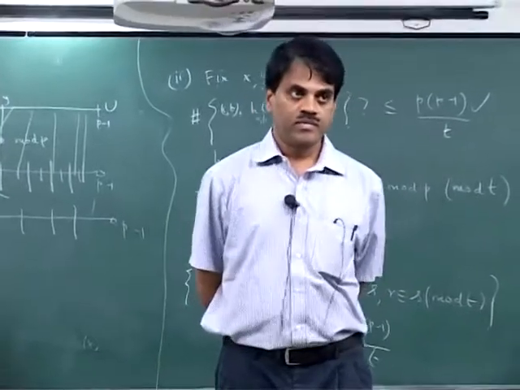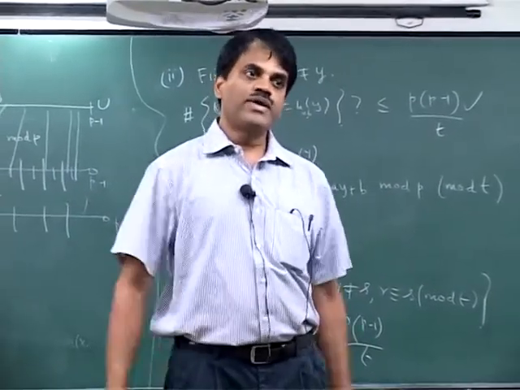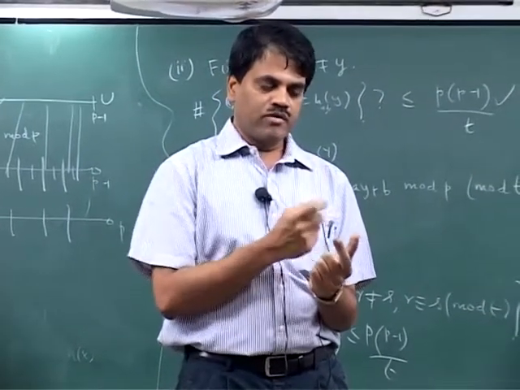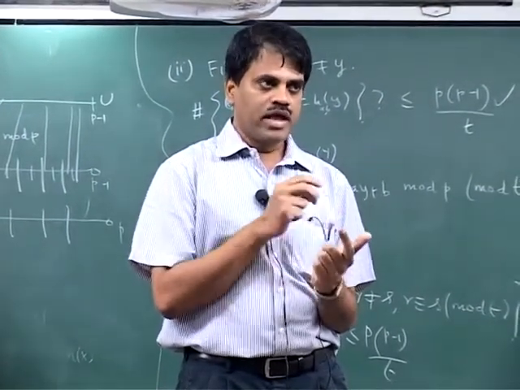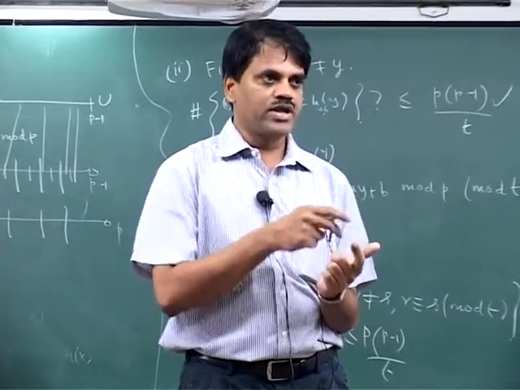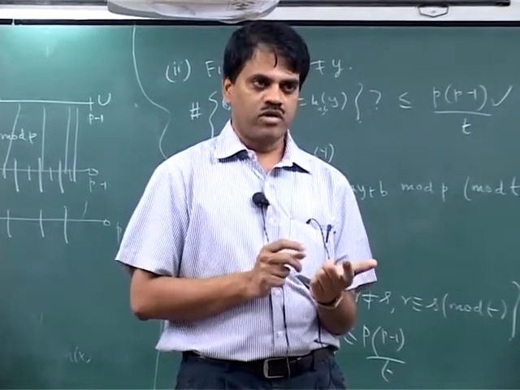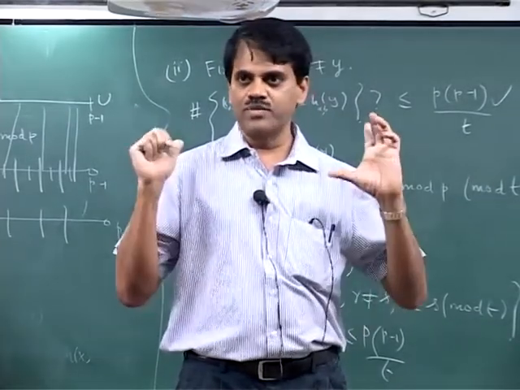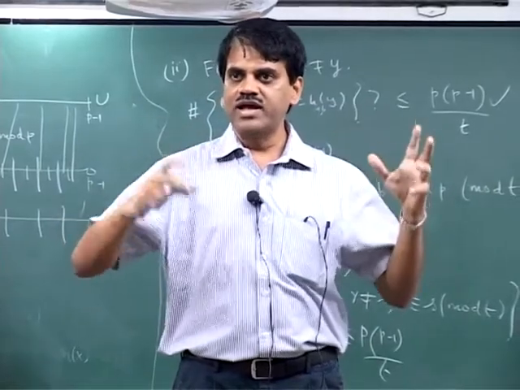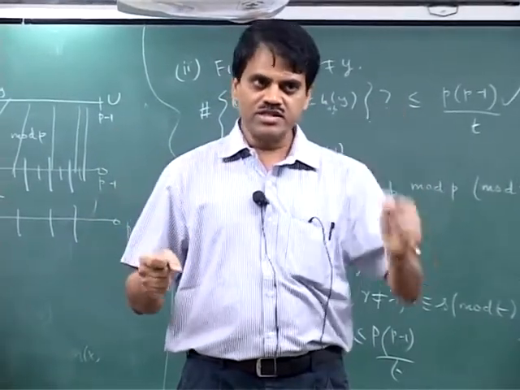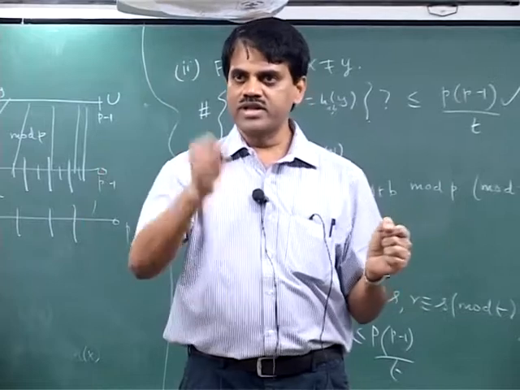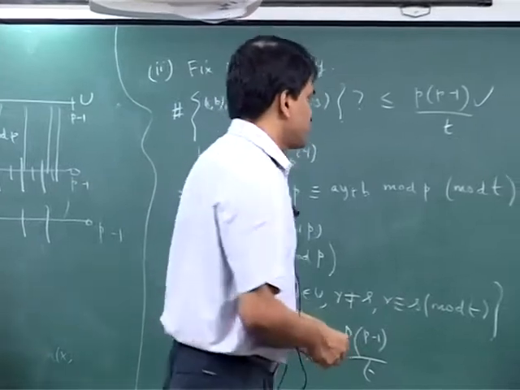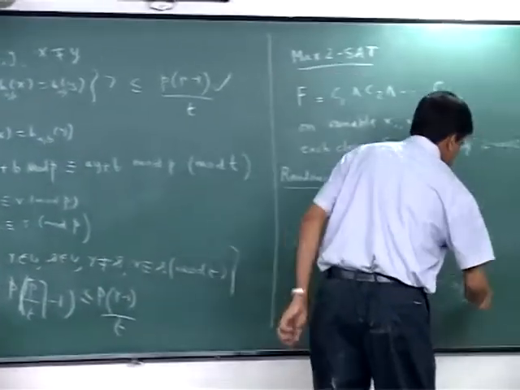What is the probability that it is not satisfied? Well, both variables get value 0. Only then it's not satisfied, and that has a probability of half into half, 1 by 4. Pairwise independence, I'm using it here because these variables are set independently. So the fact that this is 0 does not affect the probability that this is 0. So 1 by 4 is the probability that this clause is falsified, so 3 by 4 is the probability that C is satisfied.